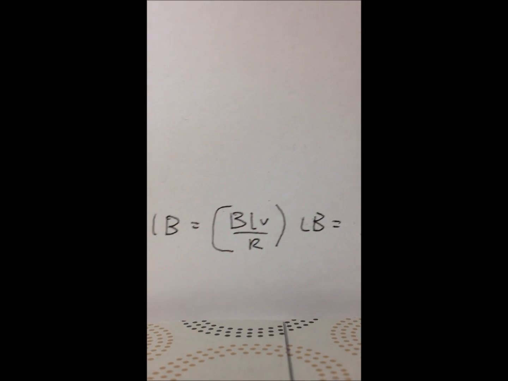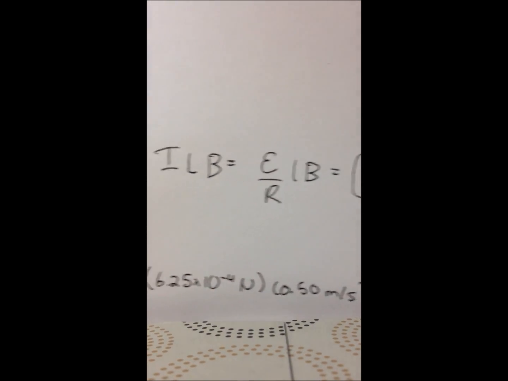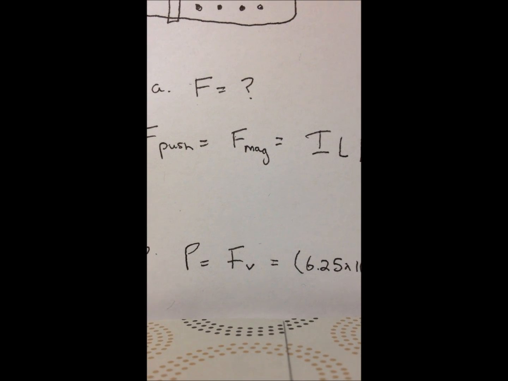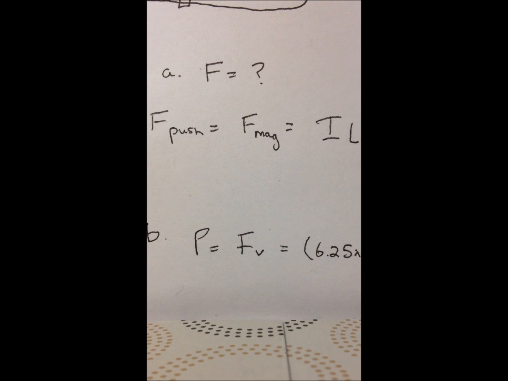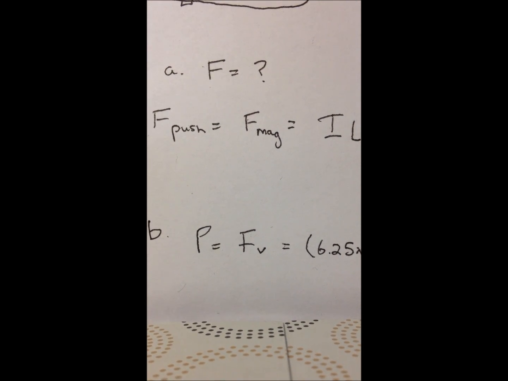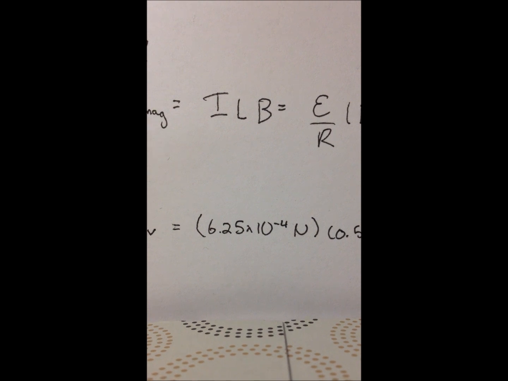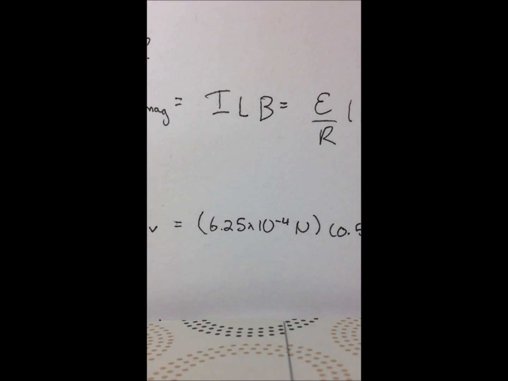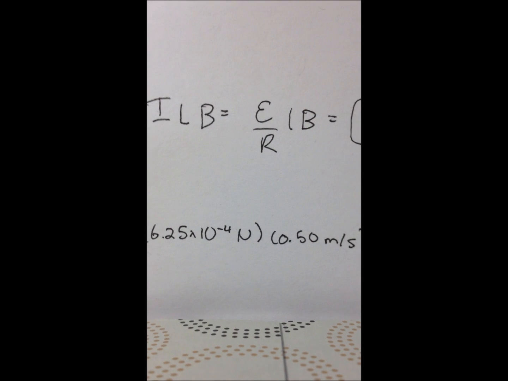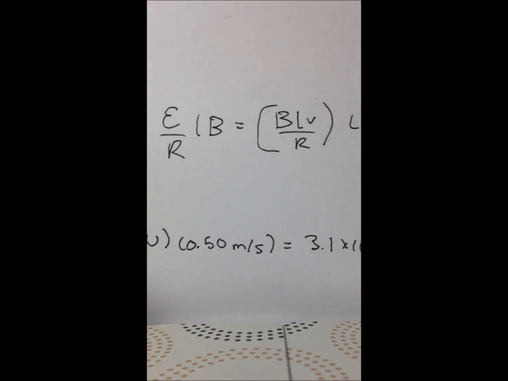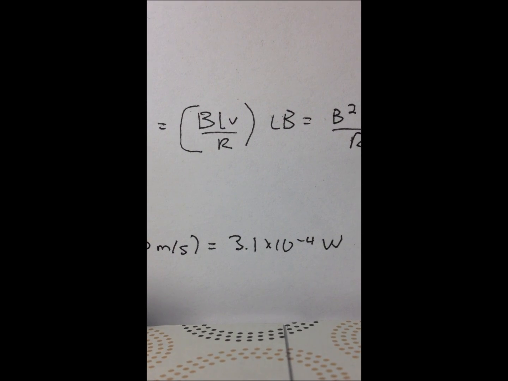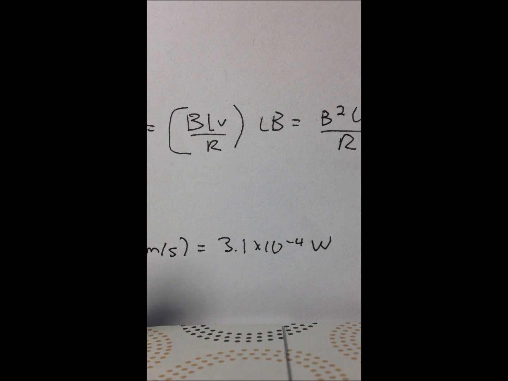Alright, so the next question is, how much power does the pushing force apply to the wire? So now we're going to need to solve for the power, and we're going to be using the force that we just solved for. So we know that power is going to equal the force times the velocity, because that's going to give us watts in units. So here we got our force that we solved for already. That's 6.25 times 10 to the negative fourth newtons, and times the velocity, 0.05 meters per second, which will give us a power of 3.1 times 10 to the negative fourth watts.